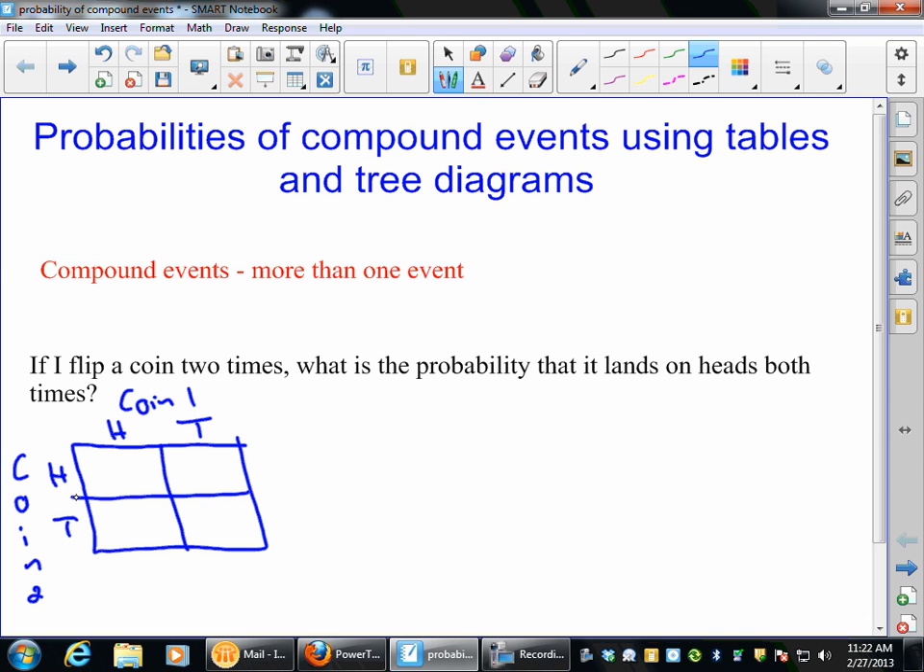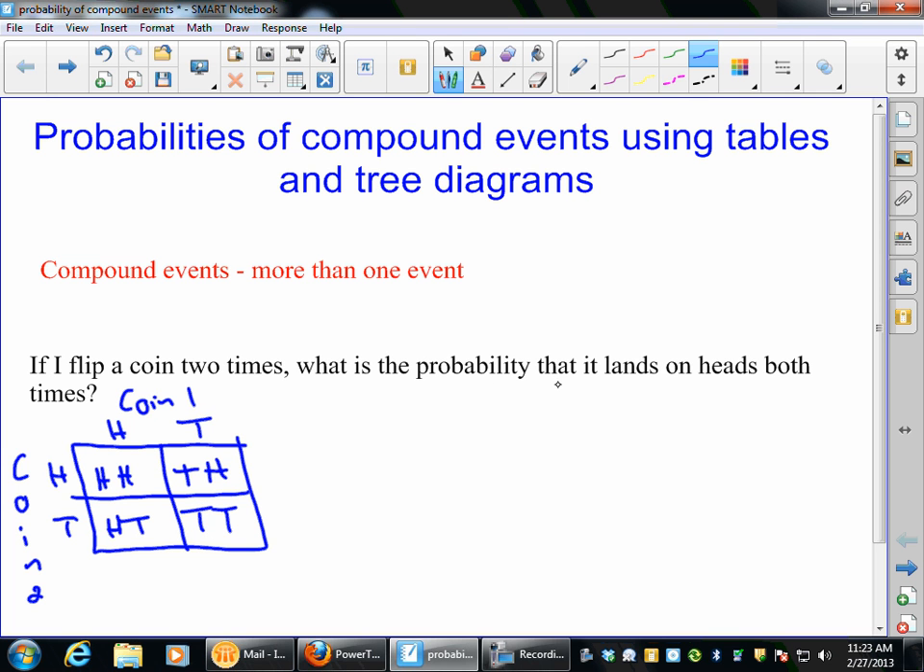This should remind you a lot of the boxes that you were making in science earlier this year. So the first possibility here is that coin 1 lands on heads and coin 2 lands on heads. This box up here means coin 1 lands on tails, coin 2 lands on heads. Down here, we've got coin 1 on heads and coin 2 on tails. And in this last box, we have coin 1 on tails and coin 2 on tails. That's it. So there are exactly 4 possible outcomes.